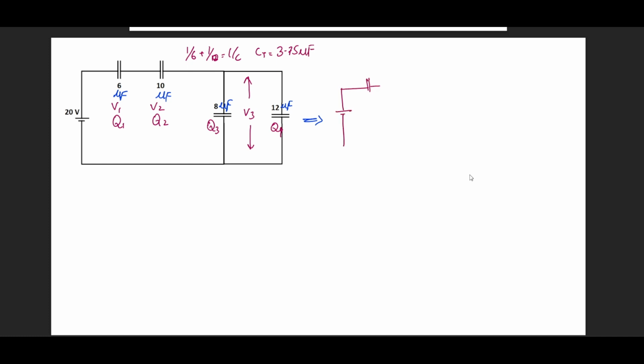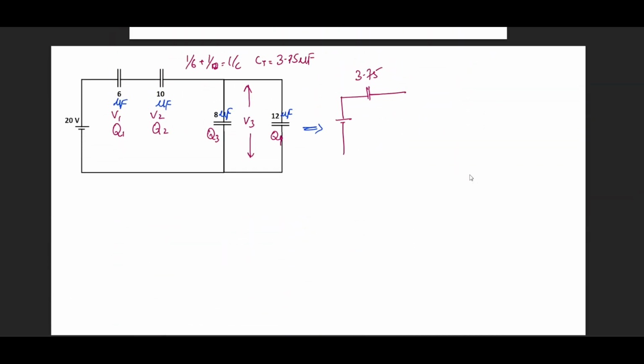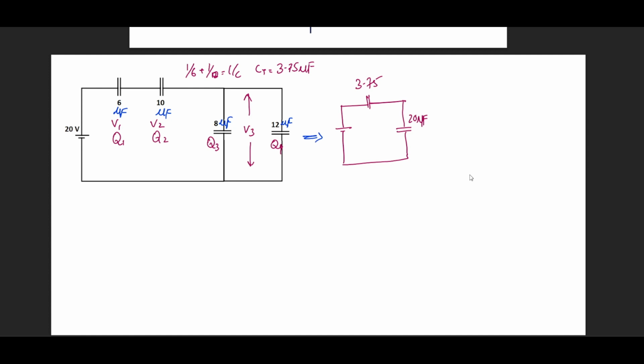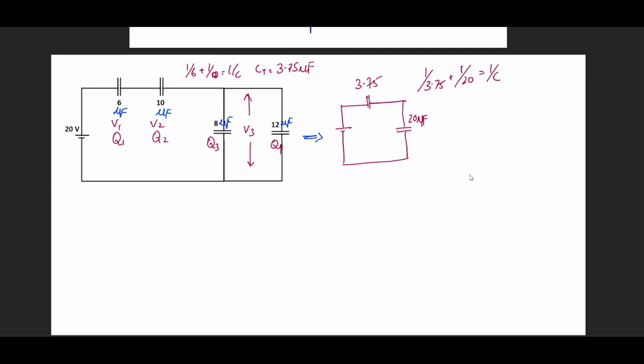So this capacitor is 3.75, and we encounter two in parallel, and we know that in parallel we can simply add them together. So this will become 8 plus 12, that becomes 20. So this is going to become 20 microfarad. Now again, we see that they are in series, and for series, we are going to apply the formula 1 over 3.75 plus 1 over 20 equals to 1 over C. I am not involving the microfarad symbol right now because it does not serve any purpose. I understand that micro is going to be a part of the answer as well.